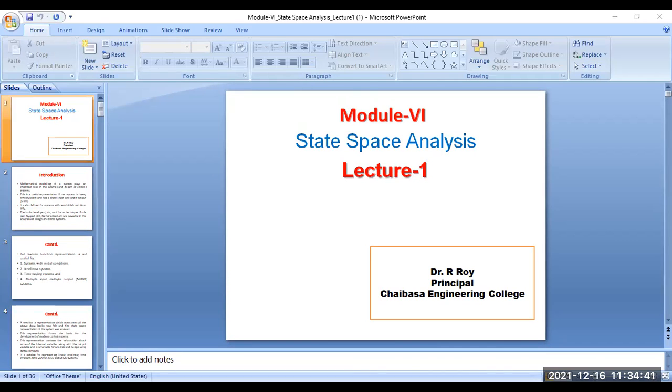Okay. So we are discussing this. Now we'll discuss state space analysis. This Bode plot and Nyquist plot, it will be taken after this state space analysis.